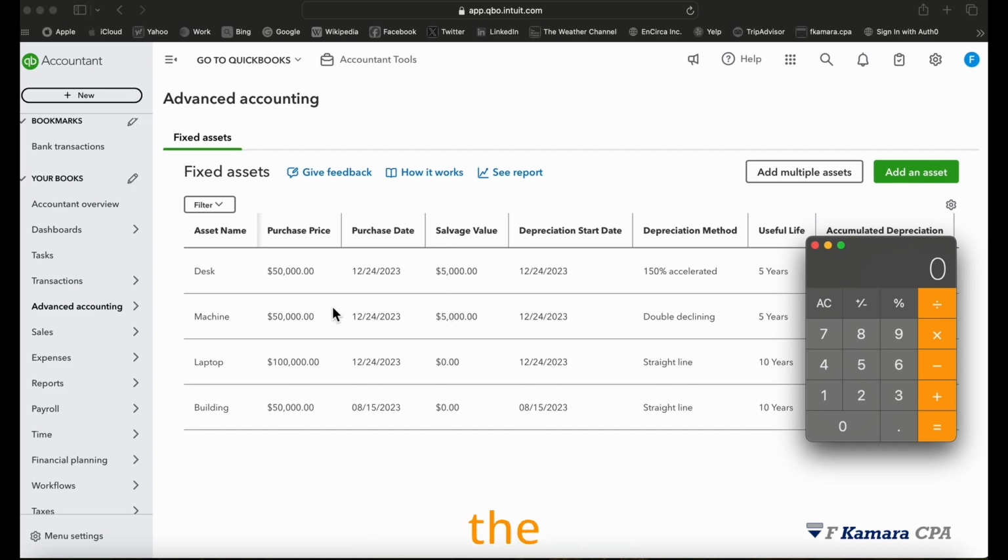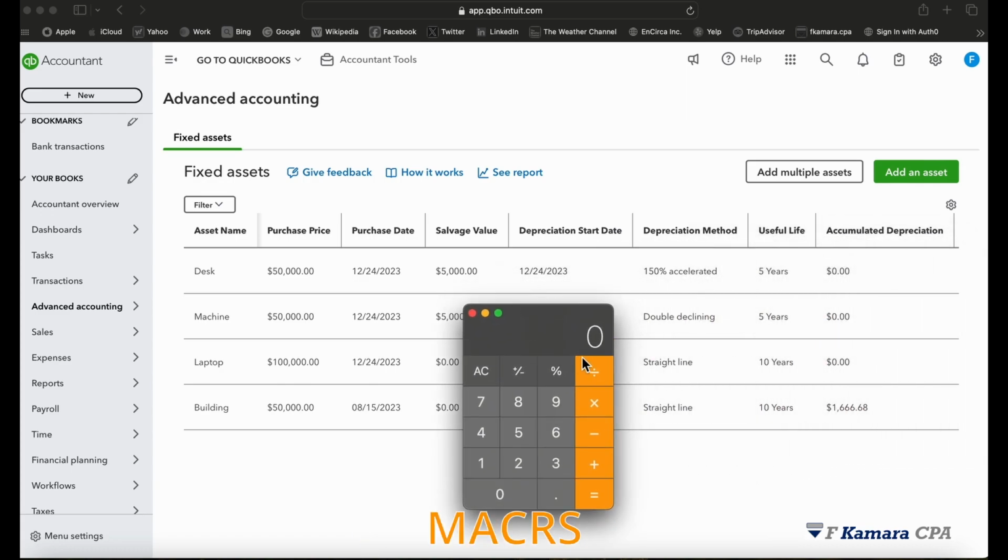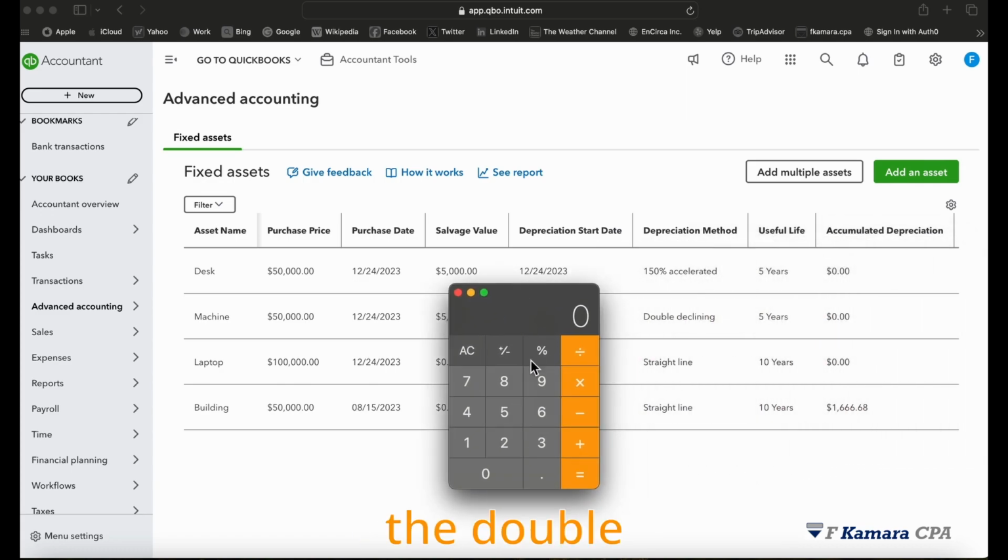When we are calculating the depreciation, we don't take into consideration the salvage value when we are using the double declining method. Whereas for the sum of the year digits, which we are not going to cover in this tutorial because Intuit did not include it, that is also another depreciation method. The most popular one is the straight line method. But for tax purposes, you have the MACRS depreciation, and also the double declining method.